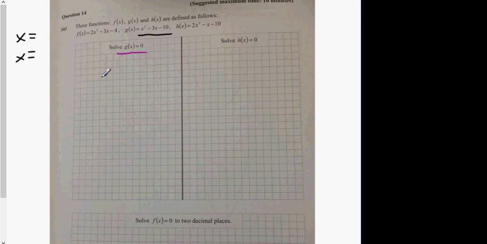x squared minus 3x minus 10 equals 0. You have to be able to do this. This is bread and butter to you. This should be like spelling, like reciting the alphabet to yourself. It should be that easy.